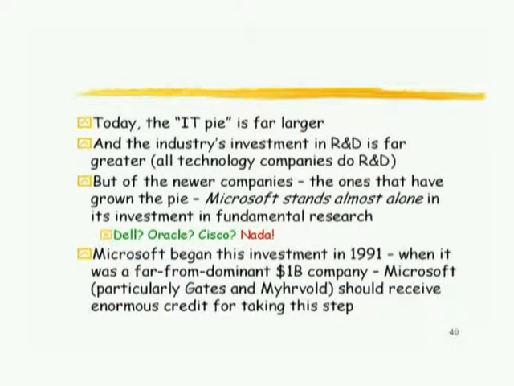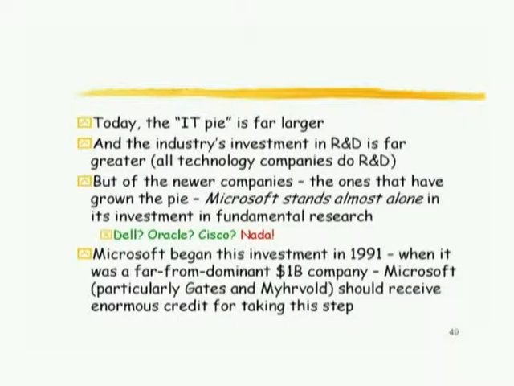Okay? So, you know, Dell, nothing. Oracle, nothing. Cisco, our phrase for Cisco is their R&D became M&A about 10 years ago. All right? And that's not bad. Okay? It's a successful company, but what it means is that they're not looking for what are going to be sort of the transformative innovations. They're going to create entirely new categories 10 years out. Microsoft began this investment in 1991 when it was a tiny little company. Right?